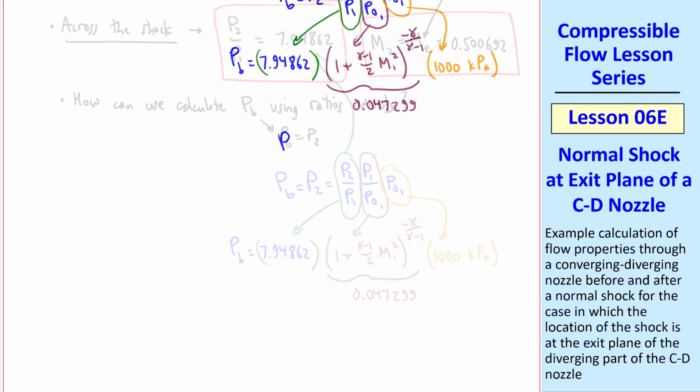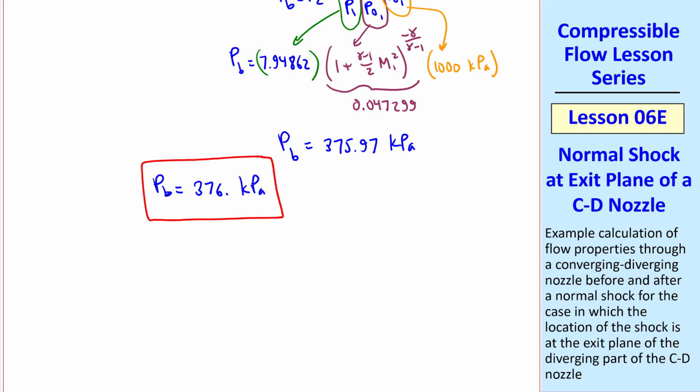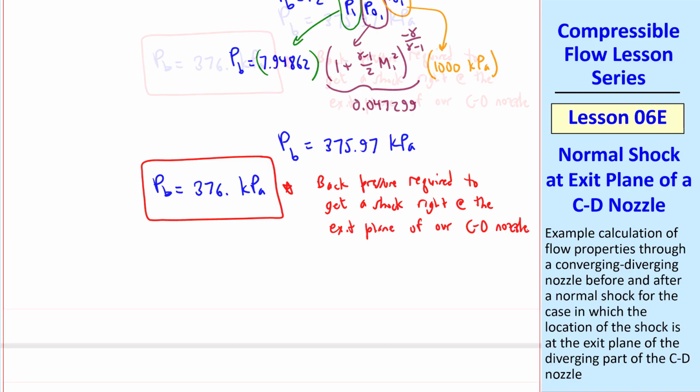This value turns out to be 0.047299, and thus PB is 375.97 kPa, which I'll round to 3 digits and give my answer as 376 kPa. This is the back pressure required to get a shock right at the exit plane of our CD nozzle.